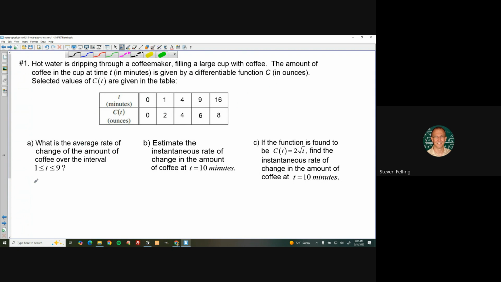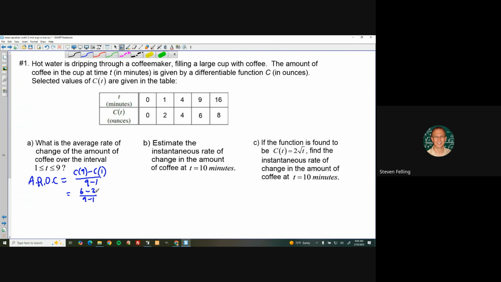So average rate of change, which you shouldn't abbreviate on the AP test, but I'm going to in this video, average rate of change, AROC, is equal to the amount of coffee at the end of the interval, which is 9, minus the amount of coffee at the beginning of the interval, which is 1, over the width of the interval, which is 9 minus 1. Right, then we can get these values from the table. So this is 6, and then this one is 2, and this is 9 minus 1.